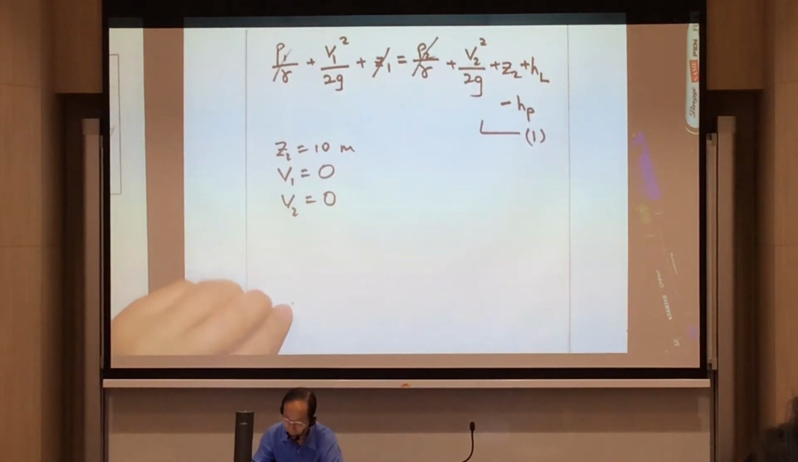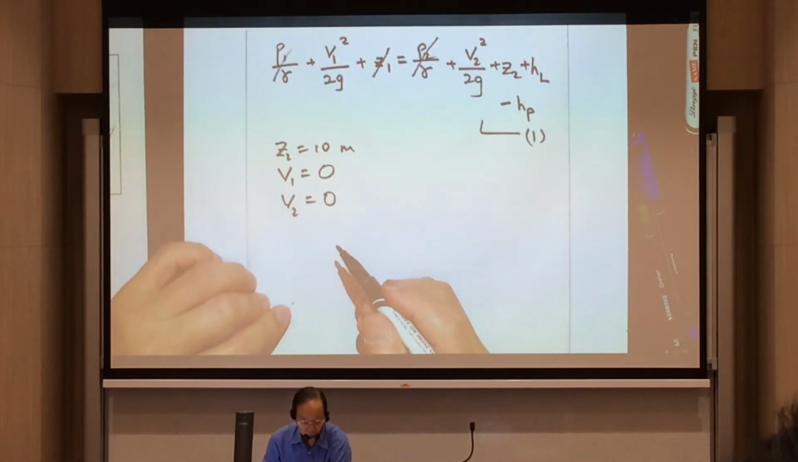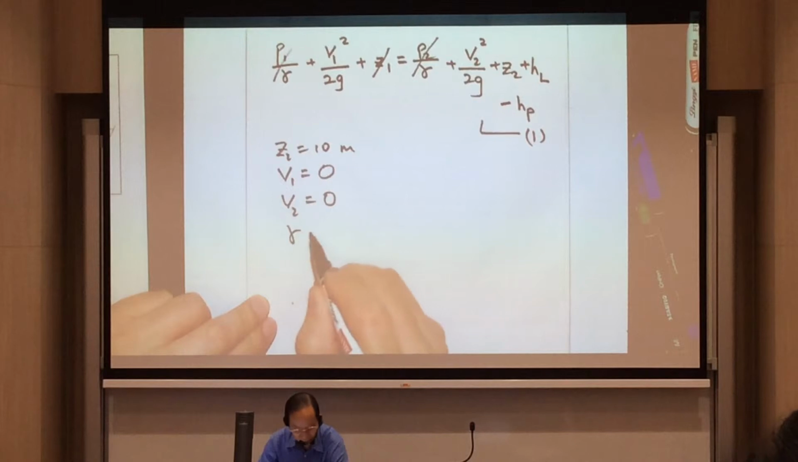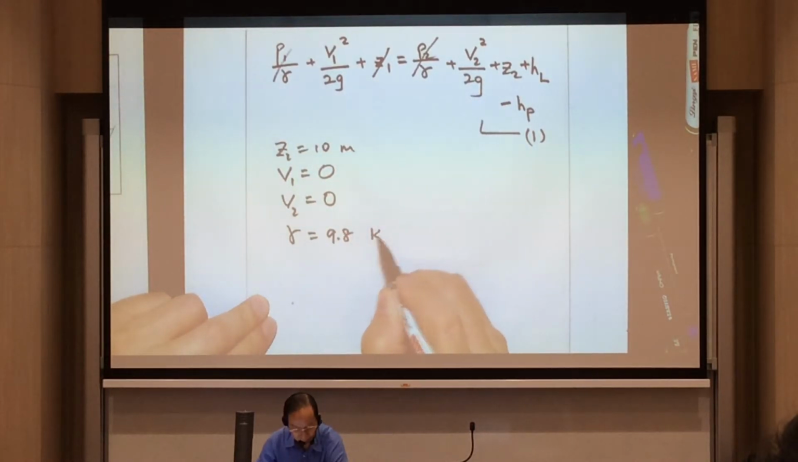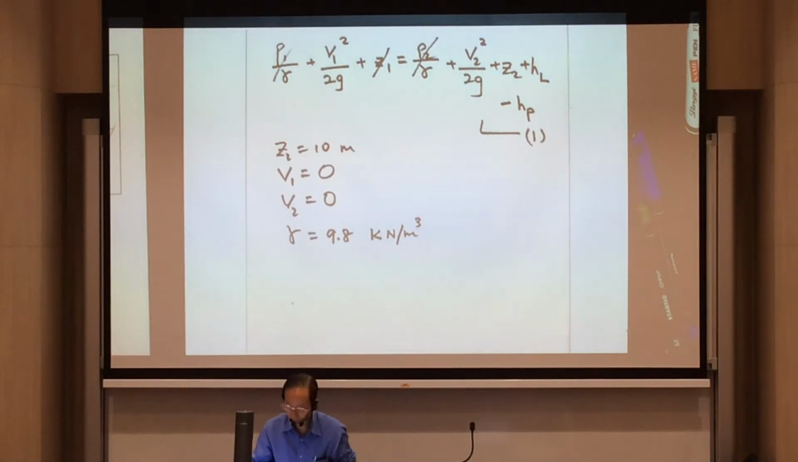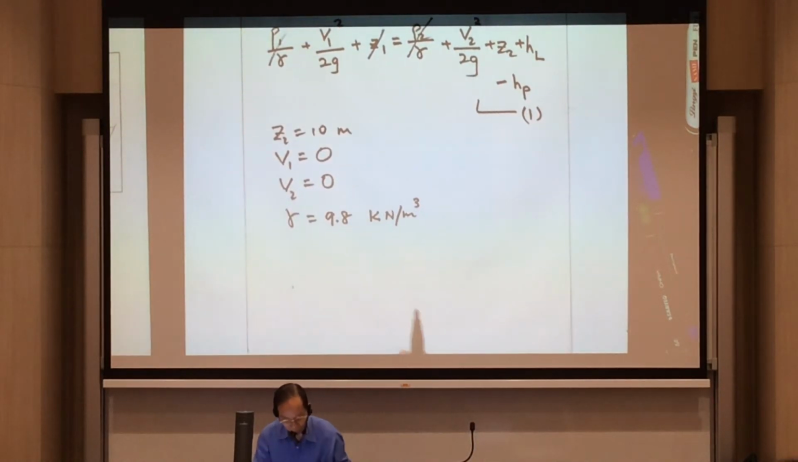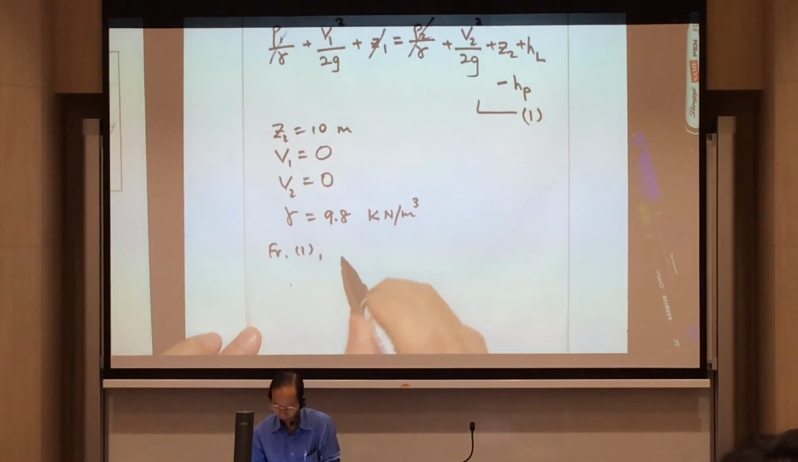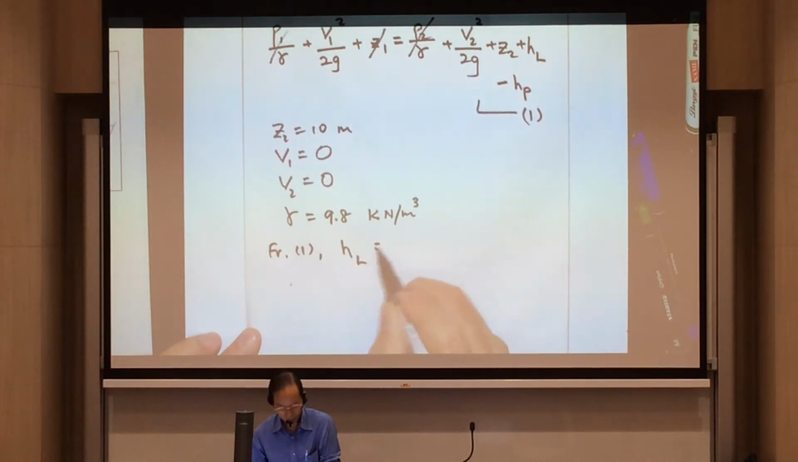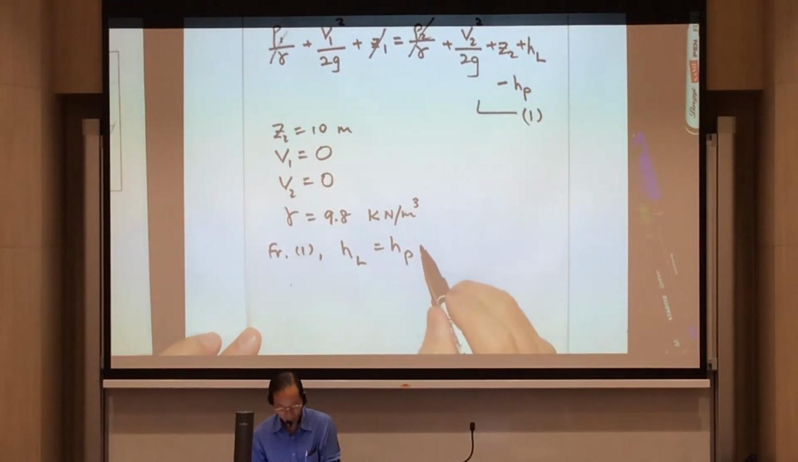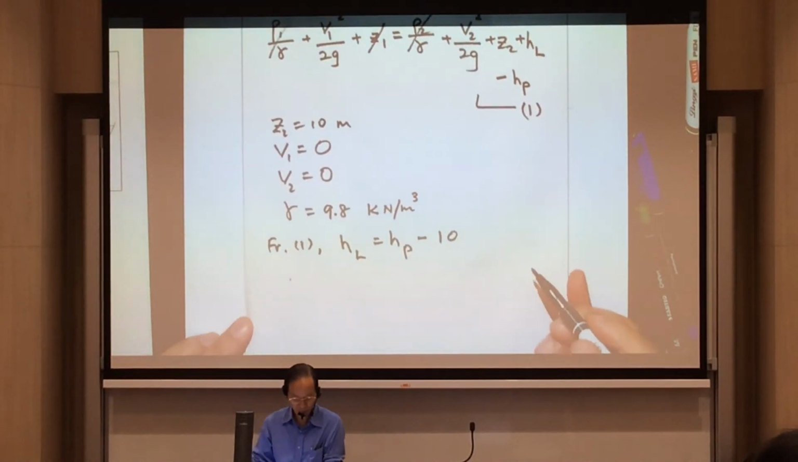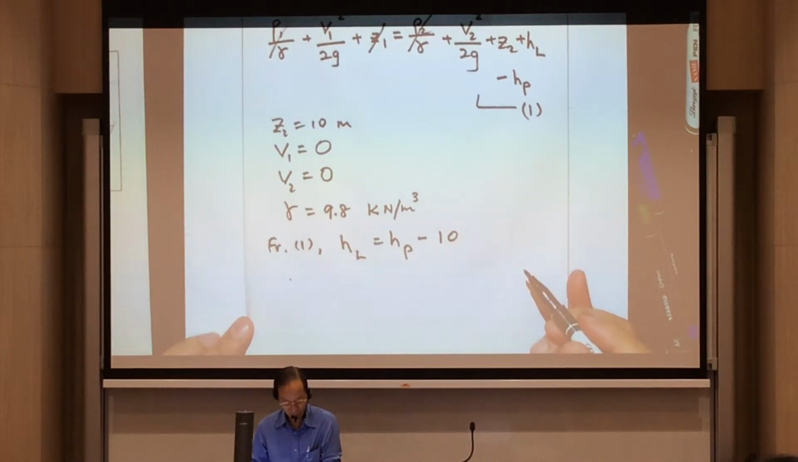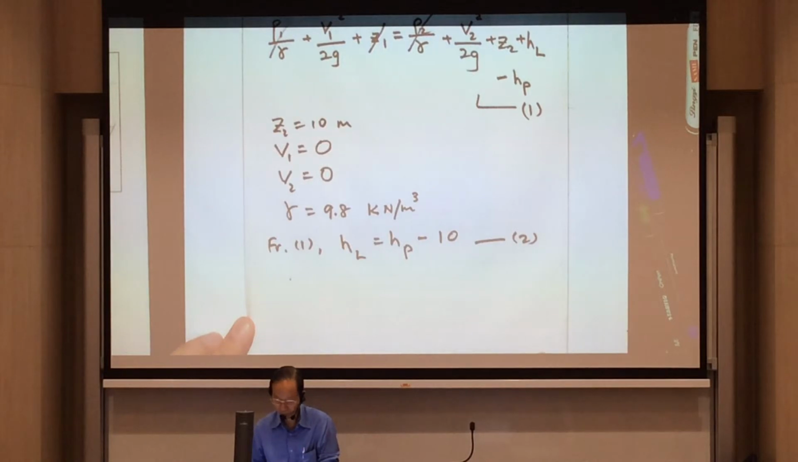Okay. So, and what is gamma? Gamma is given as 9.8 kilonewton per meter cube. Okay. So, therefore, from equation 1, we have got heat loss is equal to heat of the pump minus Z2 tank. Okay? And let's call this equation 2, if you like.